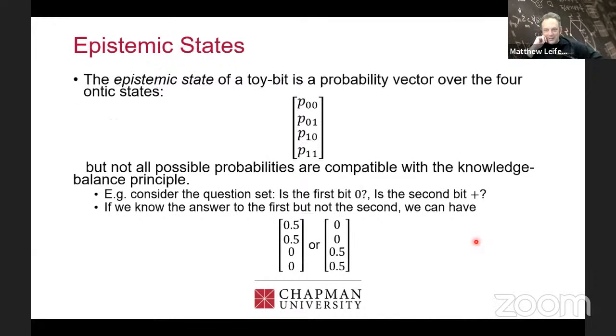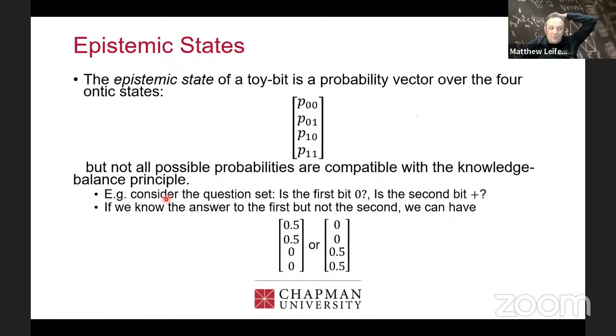Now, an epistemic state is going to be a probability distribution. So the probability distribution we can write out as a vector. We need to specify the probability of each of the 4 ontic states. Okay, so it'll be a 4-component vector, just a set of 4 numbers that sum to 1. But not all possible probability vectors are compatible with the knowledge balance principle.